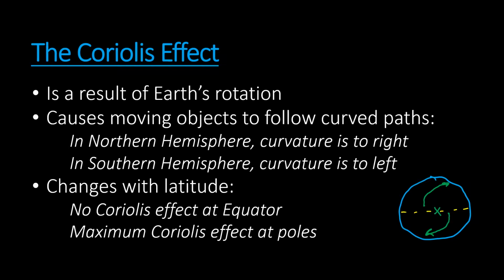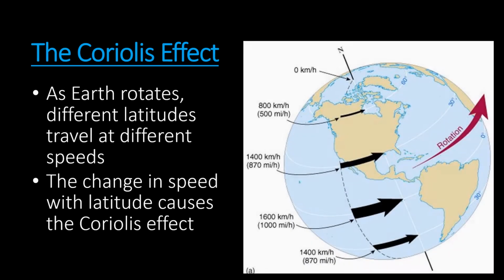So the North Pole and South Pole will have the maximum amount of Coriolis effect, whereas the equator will have no Coriolis effect. As the Earth rotates, different latitudes are going to be traveling at different speeds. And the change in speed with latitude causes the Coriolis effect.